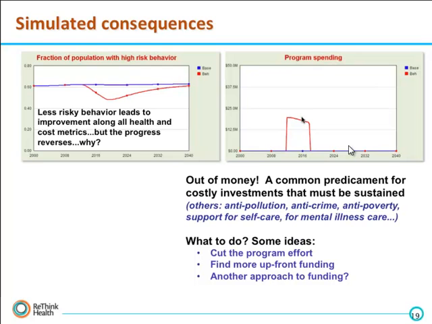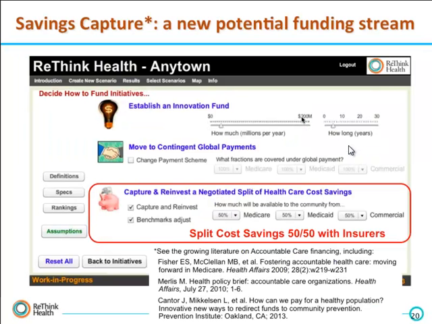That may be wishful thinking, because they've tried as hard as they could already. Another approach to funding, let's explore that one. So we're going to go back and do another simulation where we explore this thing called savings capture, which is relatively new to the scene, but it's been discussed and it's been tried. This is not just a pipe dream, but there's a growing literature on this thing called accountable care financing.